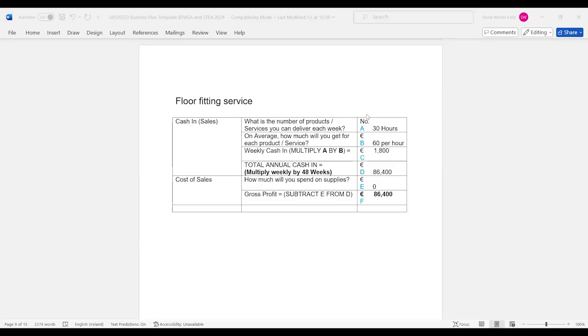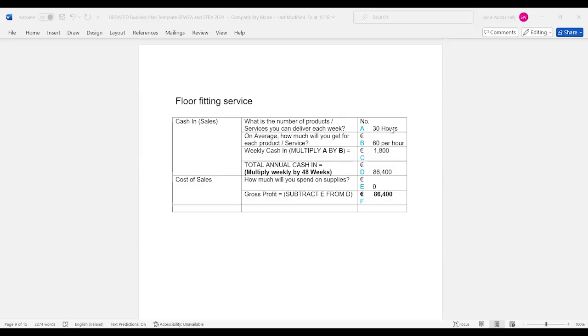The next example I'm going to do here is for a floor fitting service. I've already stated under marketing that the cost of my service is going to be 60 euros per hour. The first part here is asking me the number of products or services that I can deliver each week. In this scenario, I'm dealing in hours. A reasonable estimate in the early stages of business would be 30 hours per week for the first year until I get up and running.